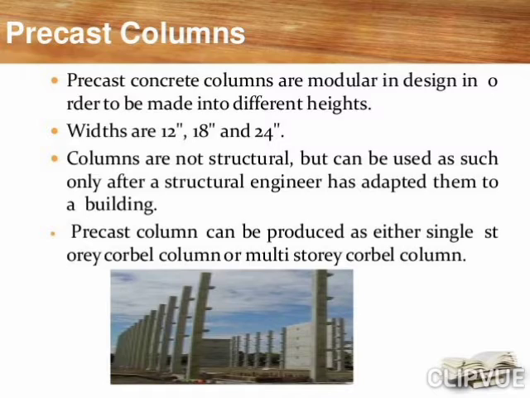Precast columns. Precast concrete columns are modular in design in order to be made into different heights. Widths are 12 inches, 18 inches and 24 inches. Columns are not structural, but can be used as such only after a structural engineer has adapted them to a building. Precast columns can be produced as either single, first-story corbel column or multi-story corbel column.